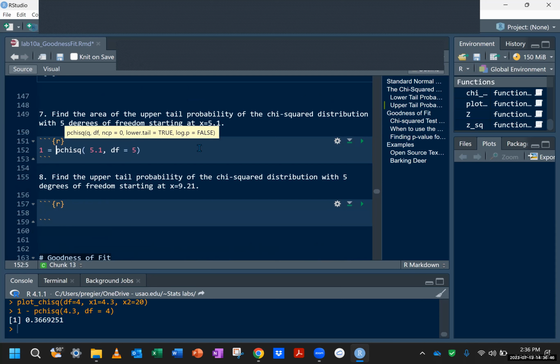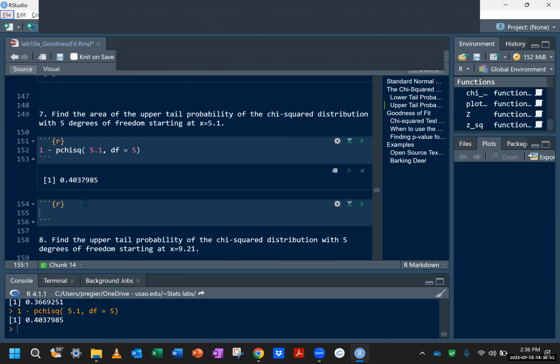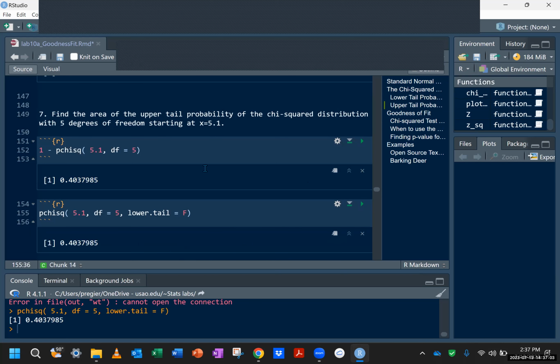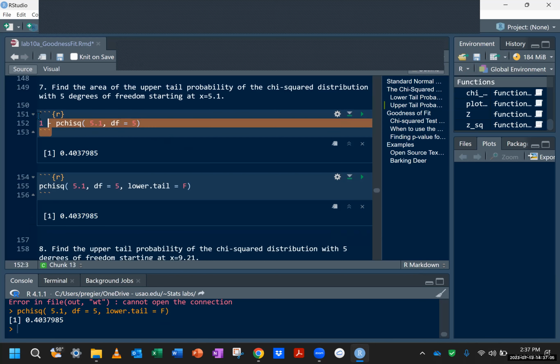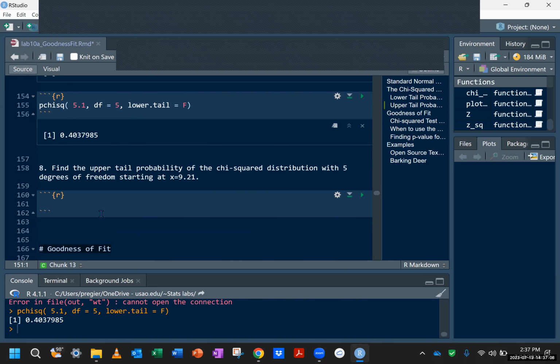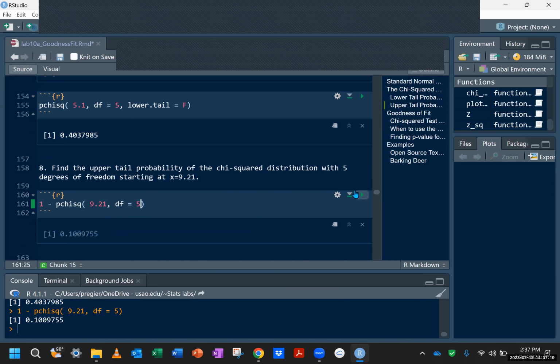So looking at the upper tail, I could say this. Or I think I might have shown some of this. You can always do the same thing here. And if you say lower.tail equals false, that's the same thing as finding the upper tail. It's another way to get the same thing. Although I prefer doing this: 1 minus, that means I'm doing the upper tail. I want you to be doing these quickly because we're going to be using these in the context of a larger hypothesis test.